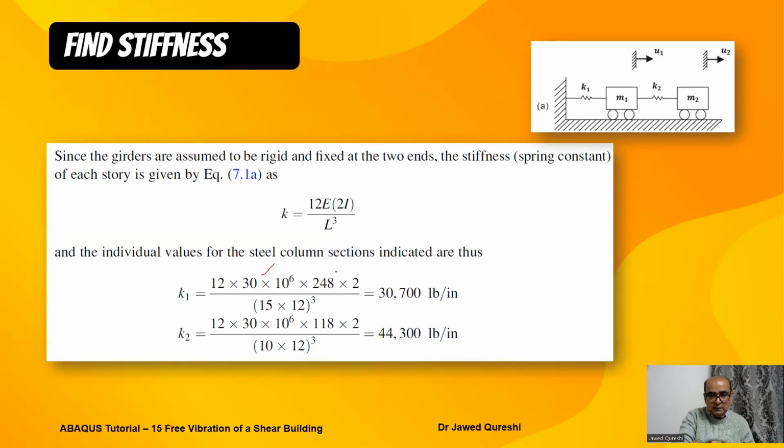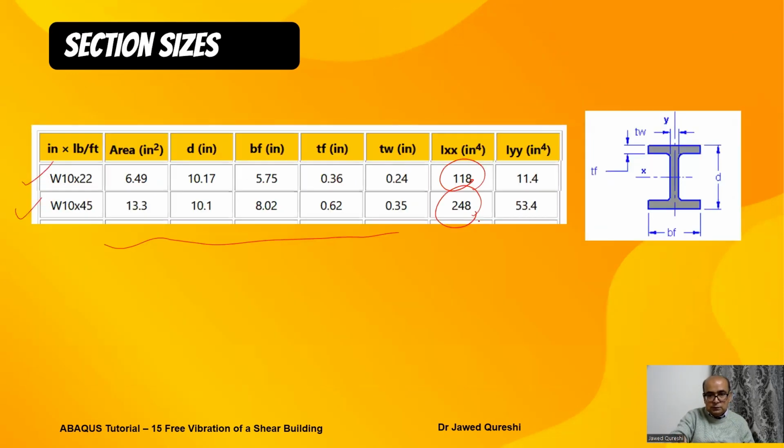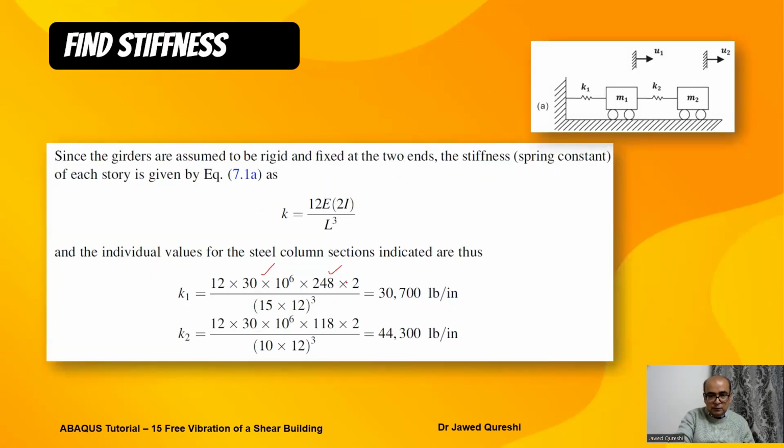And the section was the W10x45 section, which I showed you earlier, with I of 248. There are 2 of them, and the length of the section is 15 feet. I convert it into inches. We're getting this value for K1. The same is the case for K2. K2 is the second floor.